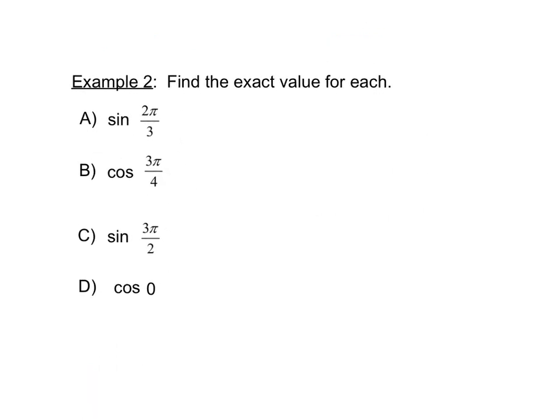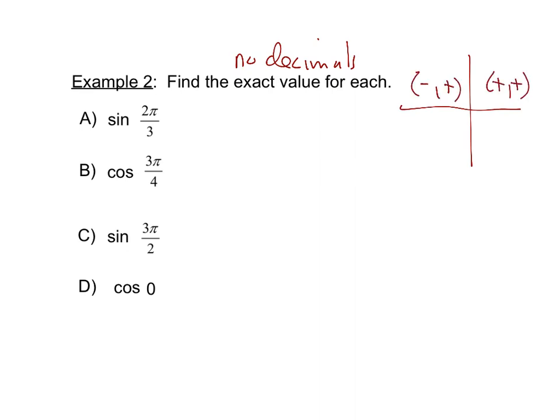So if you're looking for the exact value, that means no decimals. So 2 pi over 3. If you want to start drawing this to help you, by all means. Oops, that should be plus. The other one should be minus. My bad. So 2 pi over 3.